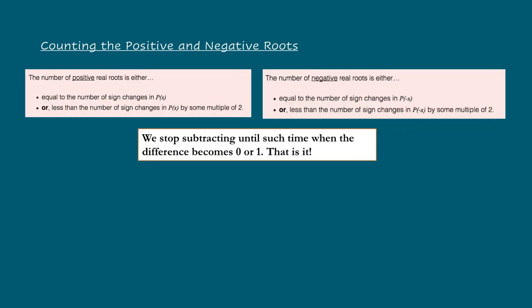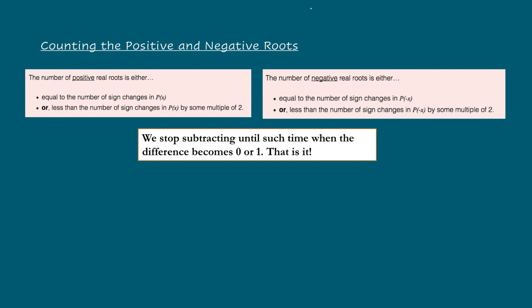Once we count the sign changes, we can say that the number of positive real roots is either equal to the number of sign changes in the function or less than the number of sign changes in the function by some multiple of 2. And the number of negative real roots is either equal to the number of sign changes in p of negative x, or less than the number of sign changes in p of negative x by some multiple of 2.